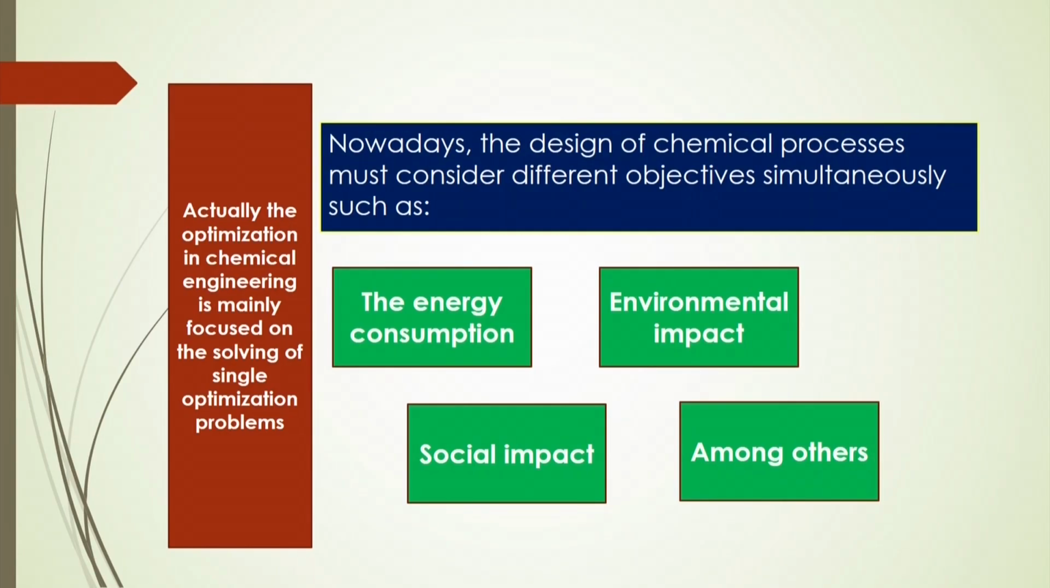simultaneously. What are those different objectives to be considered? Energy consumption, environmental impact, and also social impact. Among others, there are various objectives that should be considered for the design of chemical engineering processes. If you compare this multi-objective optimization process with the single objective one, then you will realize how process intensification plays a role in this optimization problem.